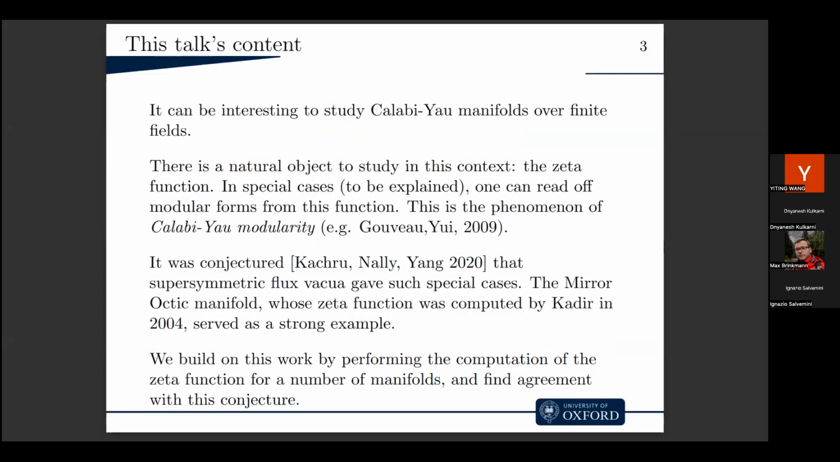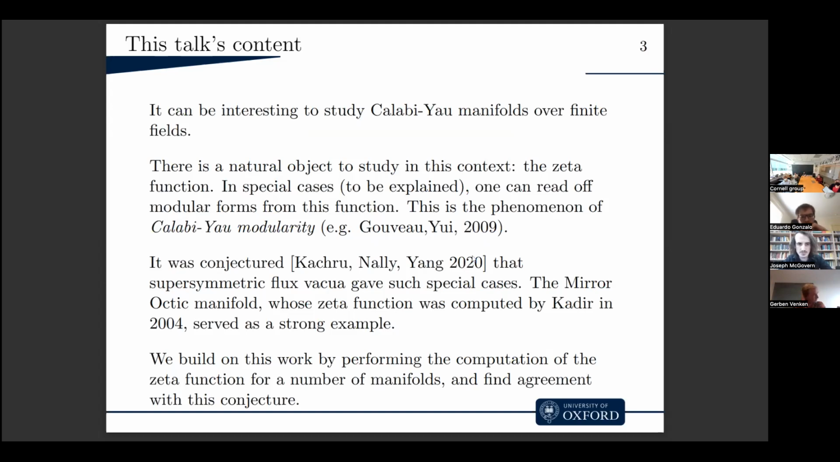Now, when you do this, there's a natural object to study, and that is the zeta function. I'll explain in more detail what that is, but right now I'd like to give a general overview of what I want to say today. So there are special cases, which I will explain, where one can look at the zeta function and read off some modular forms. And this is a topic of large interest in Calabi-Yau geometry. It's known that this always happens, in this 2009 result for rigid Calabi-Yau manifolds, but it's ongoing studying what happens in manifolds with more complex structure parameters.